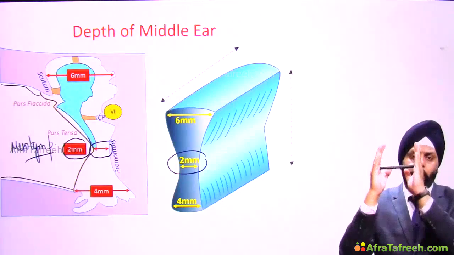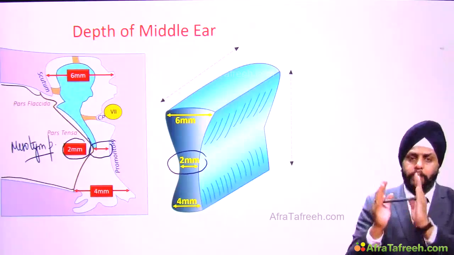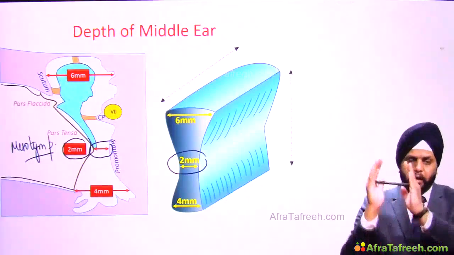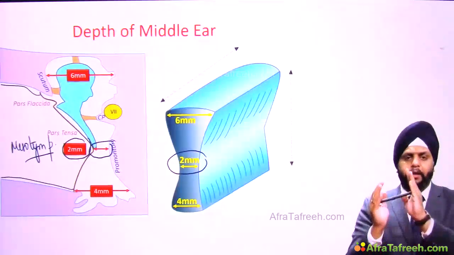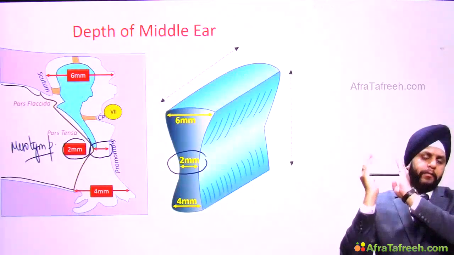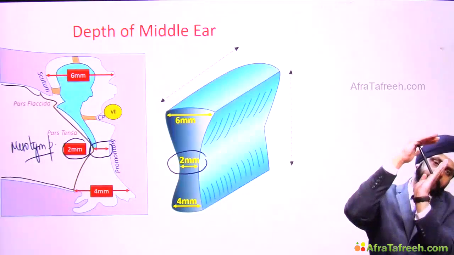The distance is 2 millimeters, the narrowest part of the middle ear. This is the anatomical position. Now I want to operate on this patient. Of course, I cannot operate with him standing, so I have to make the patient go supine. So I make the patient go supine, and I have to operate on this ear, so I also have to turn the head like this.